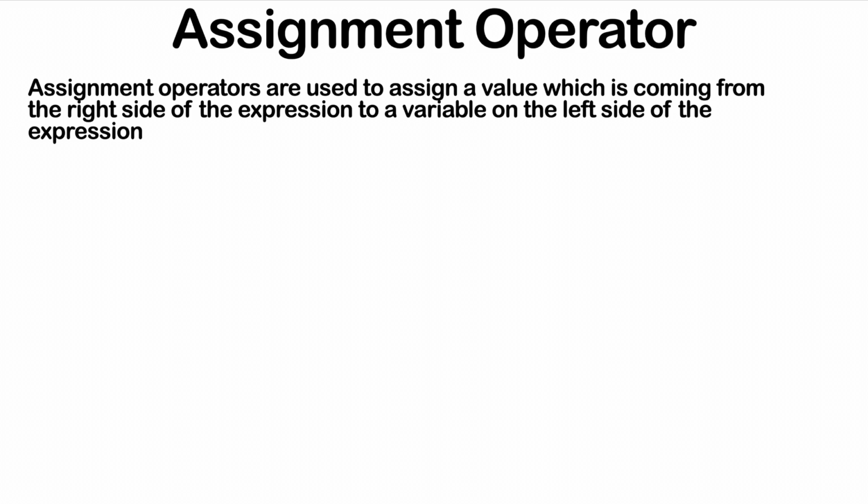Now this right side and the left side of the expression is based on the assignment operator. Whatever expression you have on the right side of the assignment operator will be known as the right side of the expression, and whatever variable you have on the left side of your assignment operator will be known as the left side of the expression. Which means that the result which you are generating from the right side of your assignment operator will get stored onto the variable which is on the left side of your assignment operator.